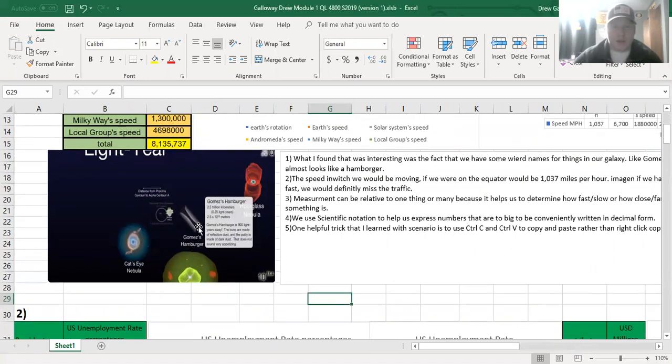Like if you have the patty right here and the two buns, and you just need some cheese and you'll be good. Also, they have Cat's Eye Nebula. It looks exactly like an eye. And if you can't really see it behind this, this one's called Hourglass Nebula, and it almost looks like an actual hourglass. So I thought it was pretty cool that they actually named stuff the way they look.